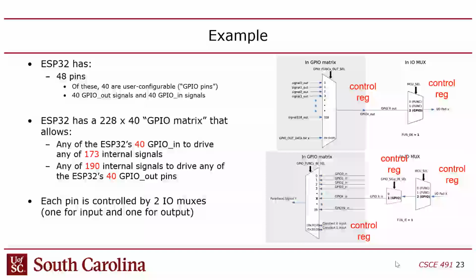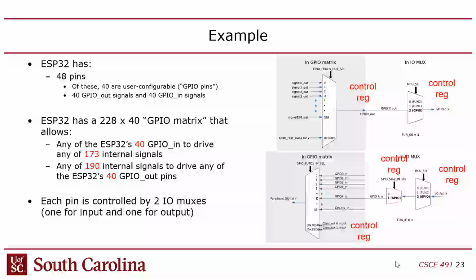But 40 of them are essentially user configurable, kind of like on an FPGA where you have user I/O pins. You can use those pins for reading or writing or whatever you want to do with them. So you have these 40 pins. The problem is how do you set up those pins to have them do what you want them to do? So they have this system set up, and the Atmel chips have a similar system.